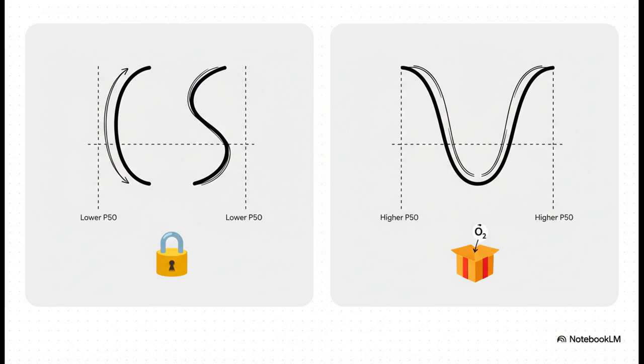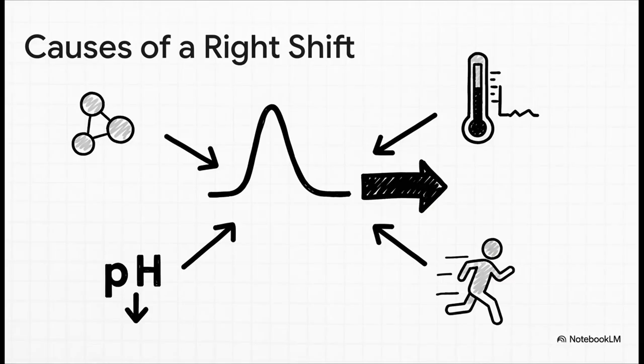We measure this with a value called the P50, which is just the pressure where hemoglobin is 50% saturated. A right shift means you need a higher pressure to get to 50% full. So what causes the curve to shift right to release more oxygen? Well, just think about a muscle that's working hard. What's it doing? It's churning out CO2, it's getting acidic, it's heating up. All these things are signals that tell hemoglobin, hey, we need that oxygen over here right now.